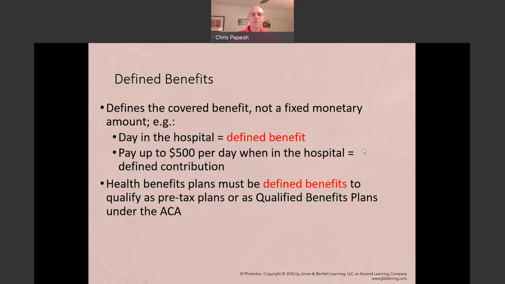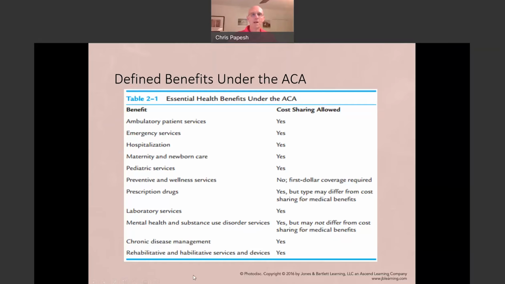By the way, the ACA covers defined benefits, such as a day in the hospital and different areas like that. There are some other plans called defined contribution, but they're not pre-tax, so you have to pay taxes on these programs. Here's the kind of coverage that the ACA covers. It's in all health plans in the United States. Ambulatory care, emergency, hospitalization, pediatric services, prescription drugs, preventive care. So it covers quite a wide package of health benefits.